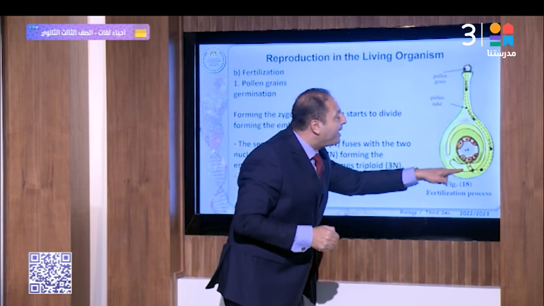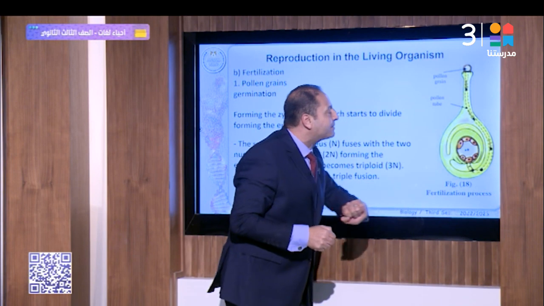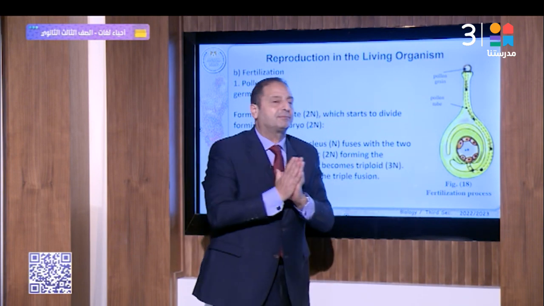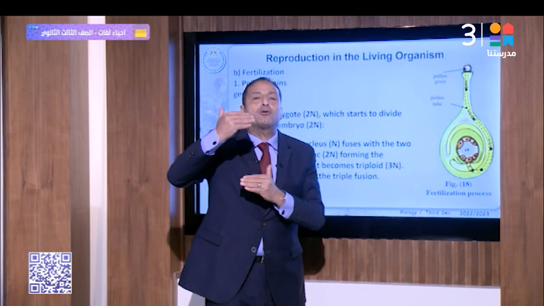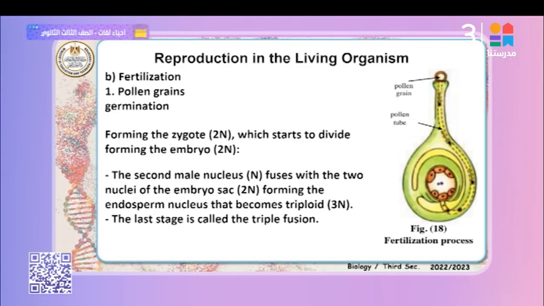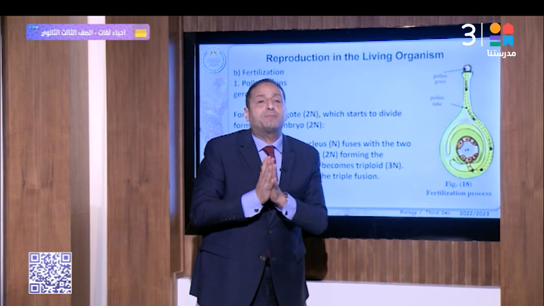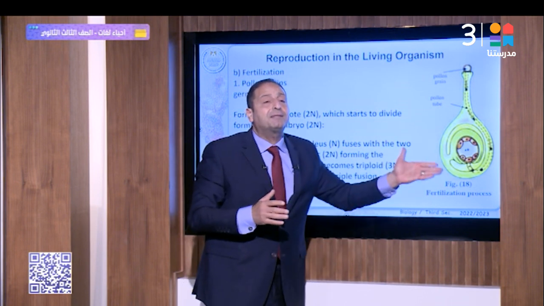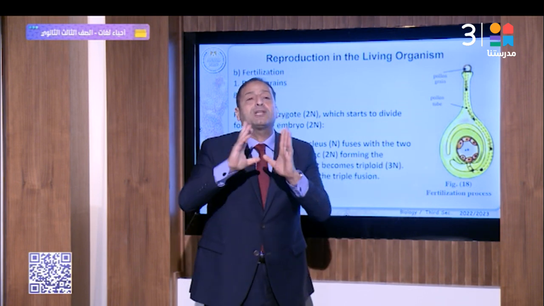One of the male nuclei fuses with the egg cell in the middle, forming the zygote. The zygote divides mitotically, forming the embryo. The other male nucleus, after the pollen tube has grown, fuses with the two polar nuclei, forming 3N. It's called the endosperm. The endosperm divides mitotically, forming the endosperm tissue to feed and nourish the embryo. So it's called double fertilization.